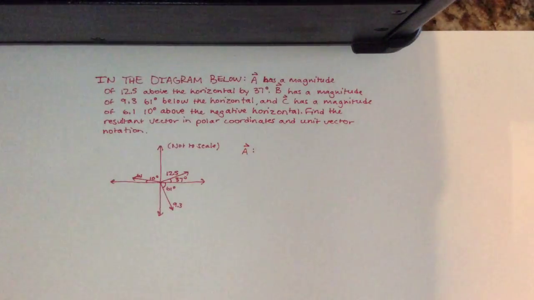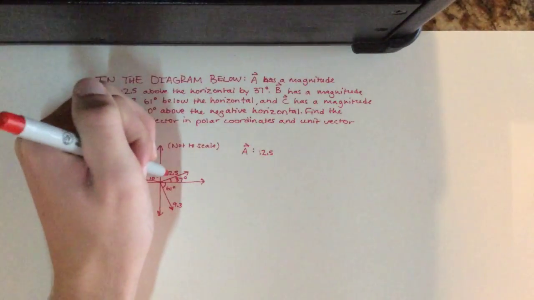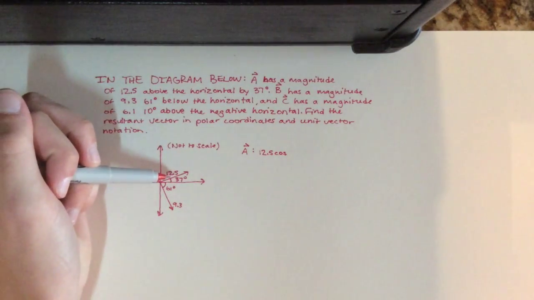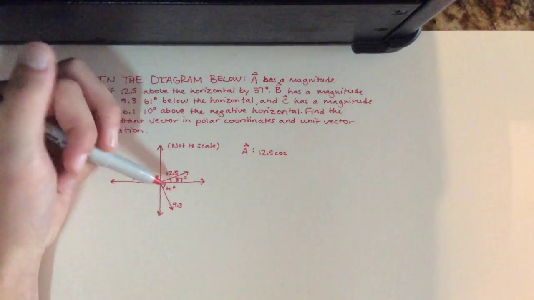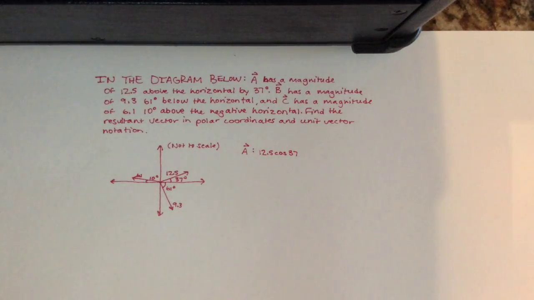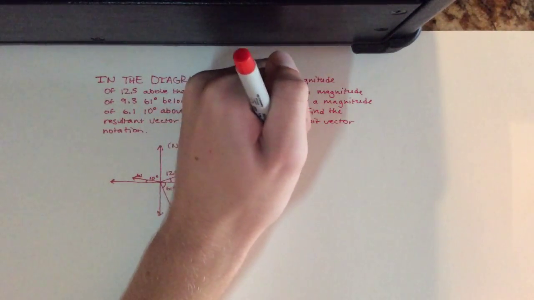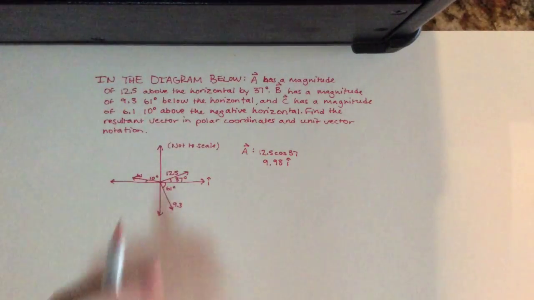And so for vector A, in the x direction, to calculate this, we will use 12.5, which is your hypotenuse, cosine, because remember cosine will give you the adjacent over the hypotenuse, and we use the angle 37 degrees. So that will give us our x component of vector A, which if you do your calculations should equal 9.98 i hat, and i hat just means that it is in the x direction.